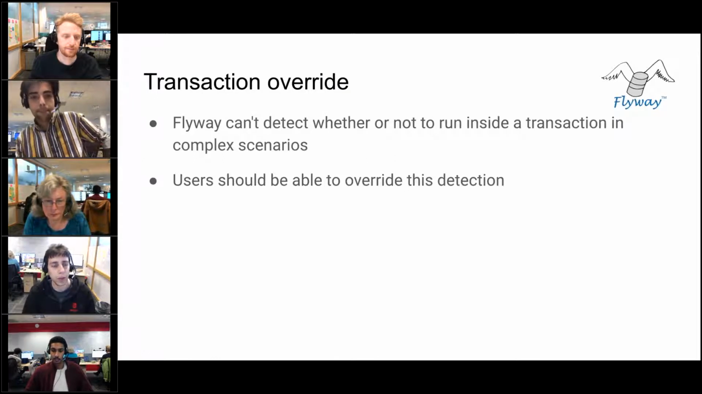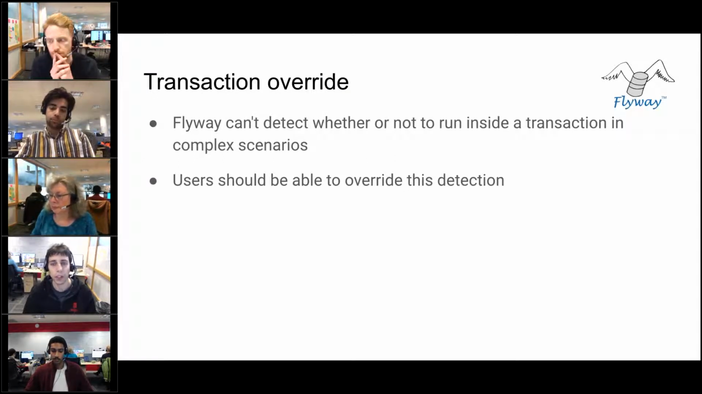So Flyway normally will always try to detect whether a script can be run inside of a transaction or not, and then it will wrap in a transaction accordingly. But sometimes there are some complex scenarios where that's harder to detect or nearly impossible to detect. So we decided to offer a way for users to be able to override this detection and just tell us whether they want that script to be run inside the transaction or not run inside of a transaction at all.